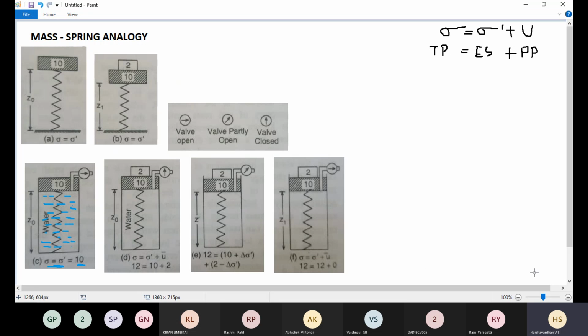Okay, did you understand this? Initially, the spring carries all the load. If you add extra weight or extra pressure, that extra pressure is carried by the water. When you allow the water to flow out of the system, slowly the weight that was carried by water is transferred to the spring. And when all the weight carried by water is transferred to the spring, the system reaches equilibrium.